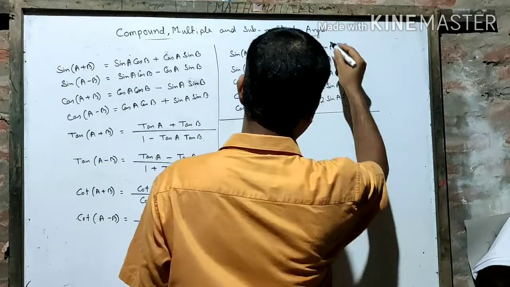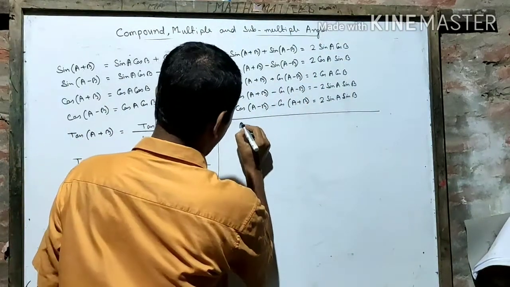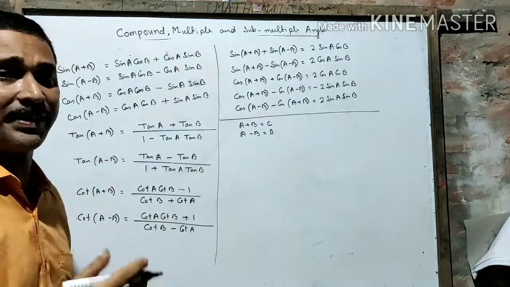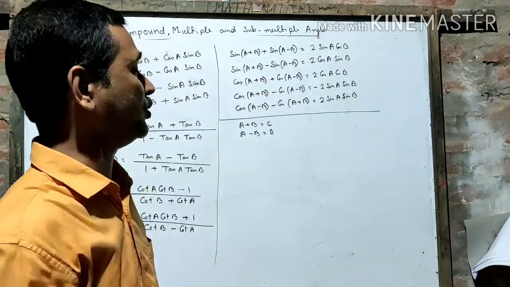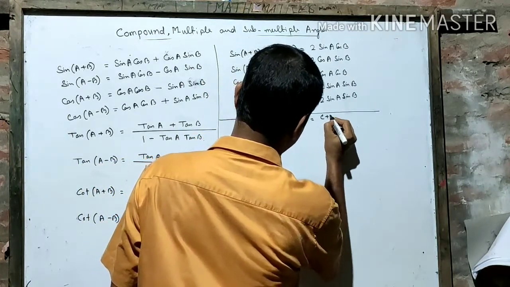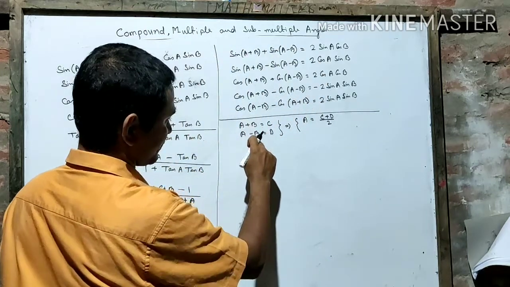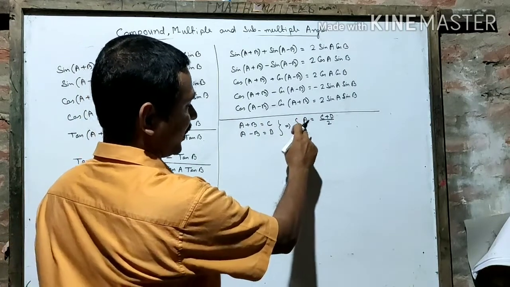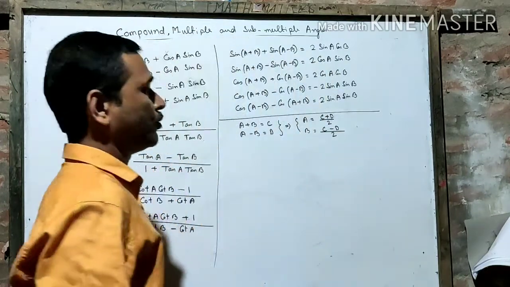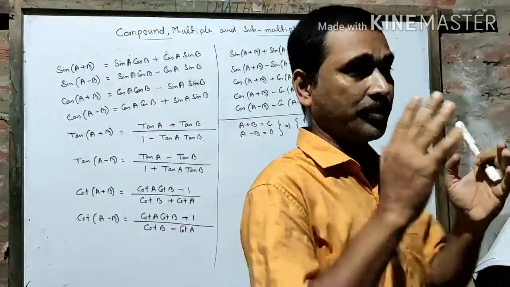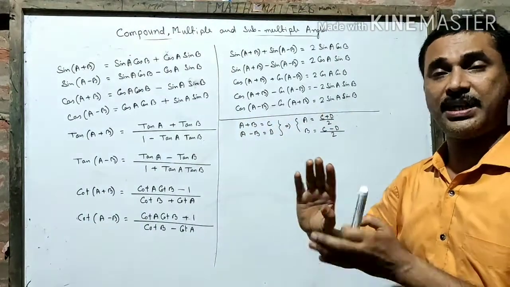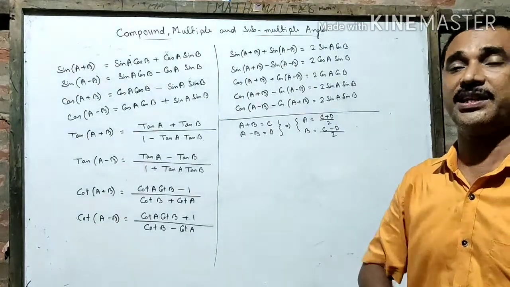Now, in these formulae, we substitute A + B as C and A − B as D. This implies A = (C + D)/2, because if you add, plus B minus B gets cancelled, so 2A = C + D. And B = (C − D)/2. So we are going to substitute A and B in terms of C and D: A + B = C, A − B = D, A = (C + D)/2 and B = (C − D)/2.